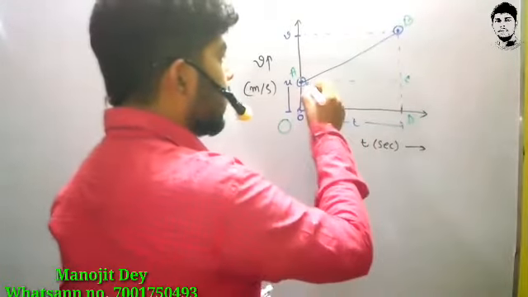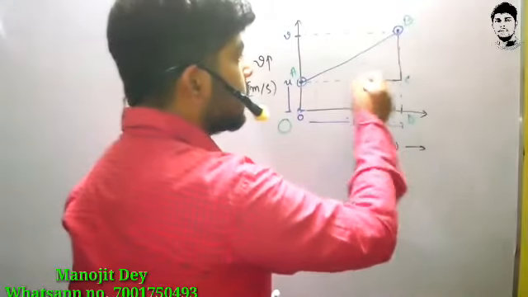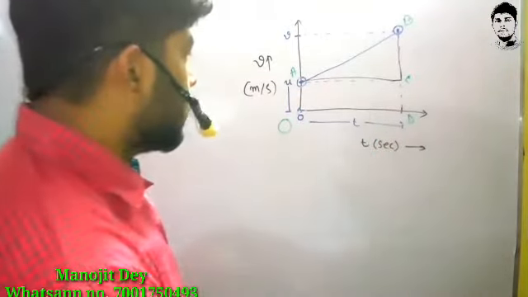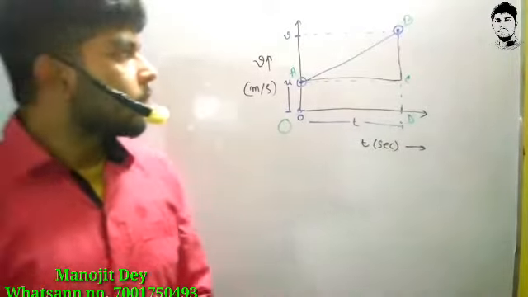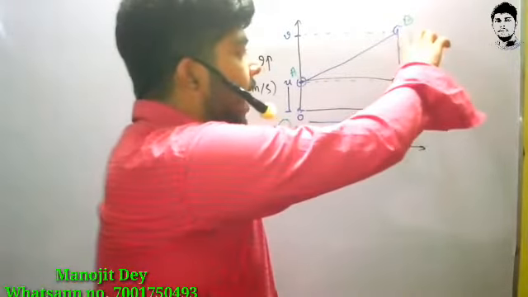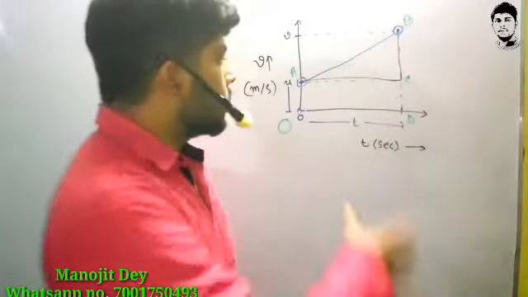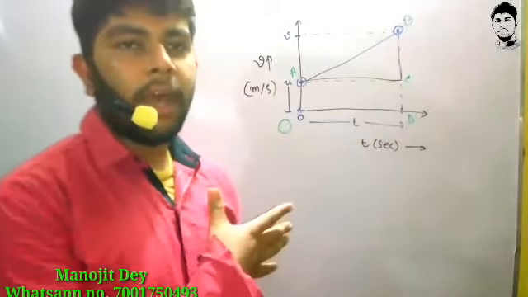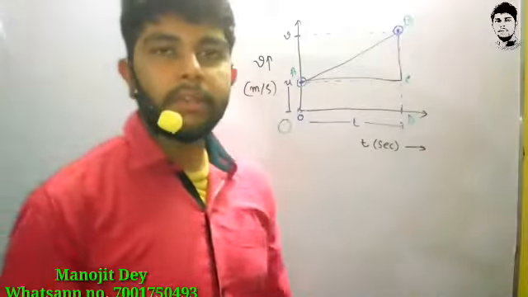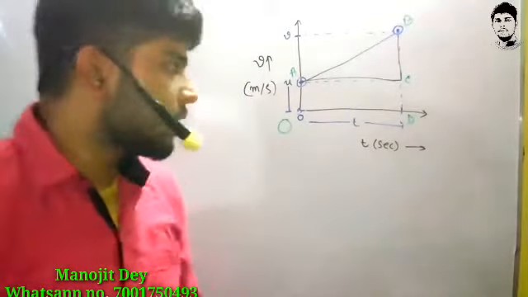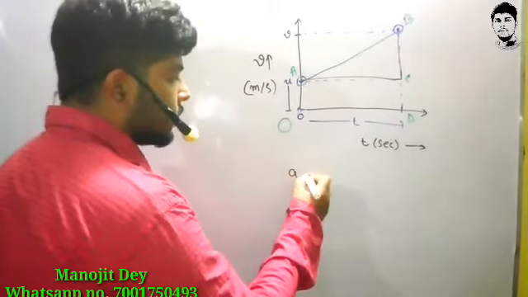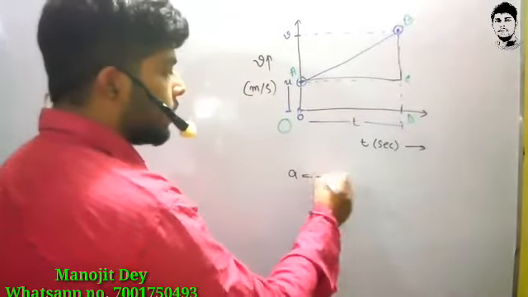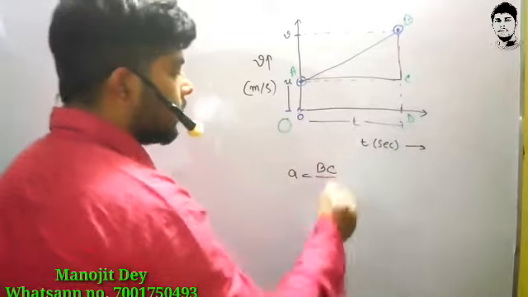So you can see that ACB is the triangle here. And how do we calculate the acceleration from the slope? The height by the base. When we divide the height by the base, we get the actual result of the slope, that is acceleration. So to do that, we have to write that acceleration A equals the height, that means BC, by AC.